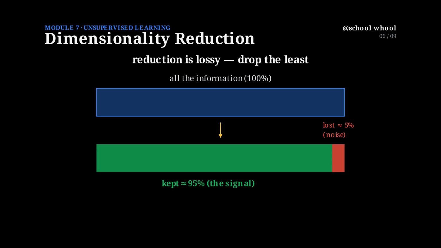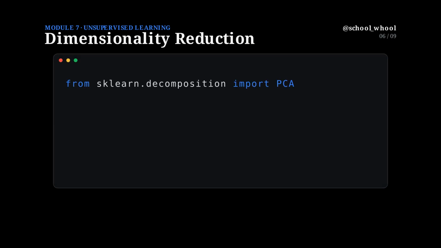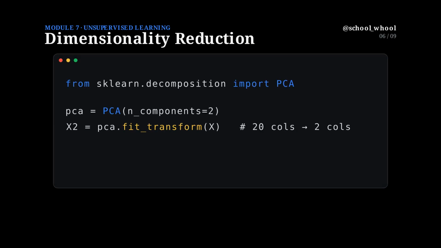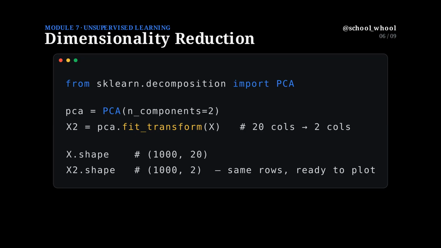In scikit-learn the pattern is familiar. We create a PCA asking for, say, 2 components, then call fit_transform on X. Out comes a new array with the same rows but only 2 columns. The data, faithfully summarized, ready to plot or feed onward.